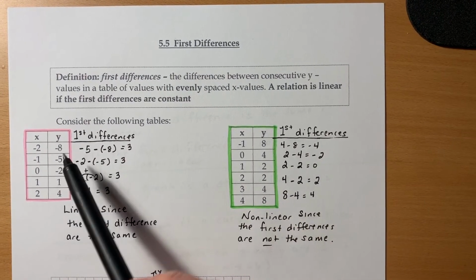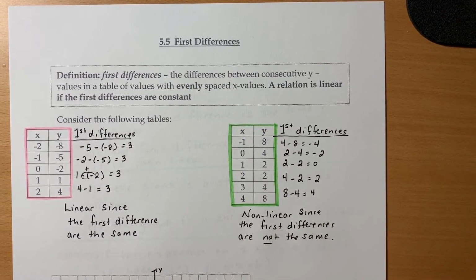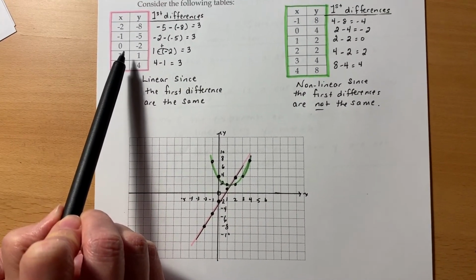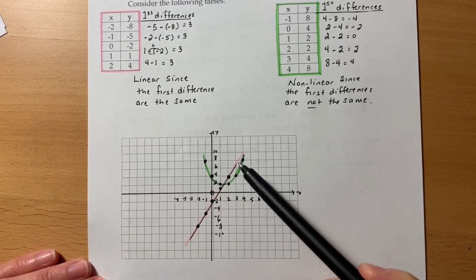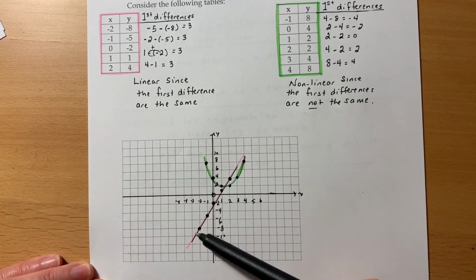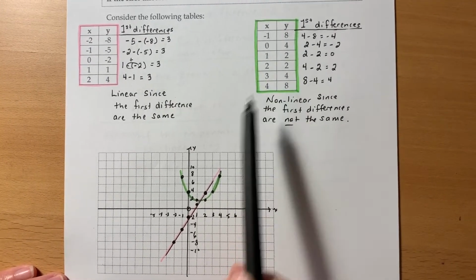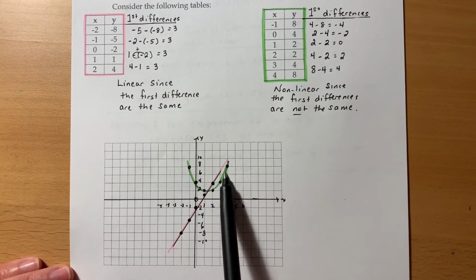Okay, so I also took each of these tables and graphed them. If you take the first table and graph it here, I get a straight line. I take this second table here and graph it, and I get this curve.